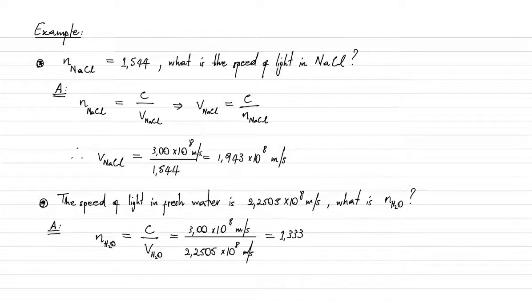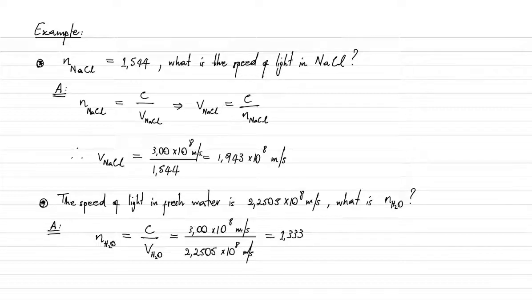It's worth emphasizing also that the index of refraction never has a unit. It's unitless. Consider how it's defined. The speed of light has units of meters per second, and the speed at which light moves through that particular medium also has units of meters per second, so those units would cancel out. Although it's obvious, it's worth highlighting.